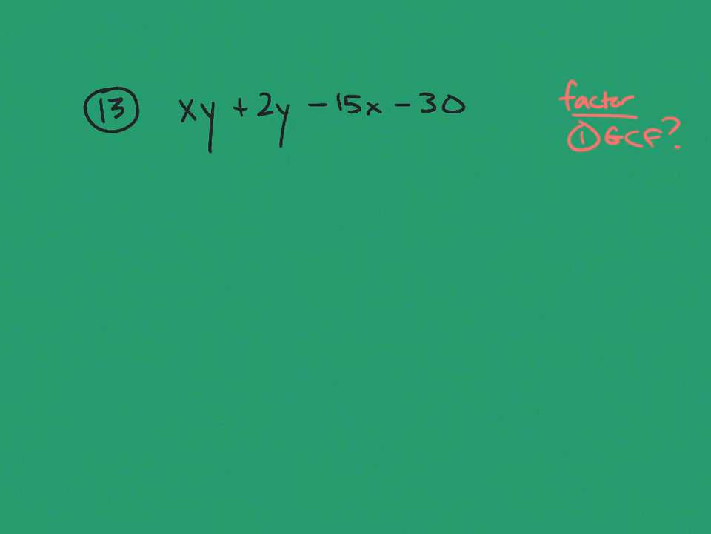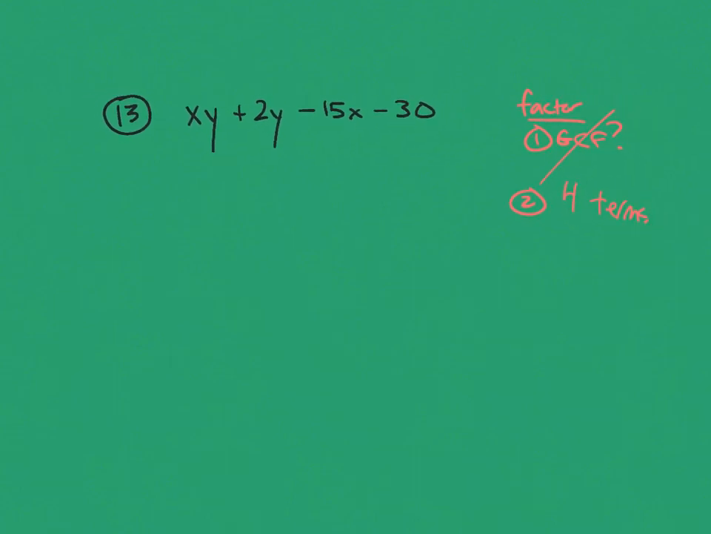Here, greatest common factor. Can't take x out of both. Can't take y out of everything. Numbers don't all have something in common. So no greatest common factor. This one now has got 4 terms. And we've sort of dealt with the 4-term ones before. These are the ones that we're going to factor. Let me do it like this. Factor by grouping.